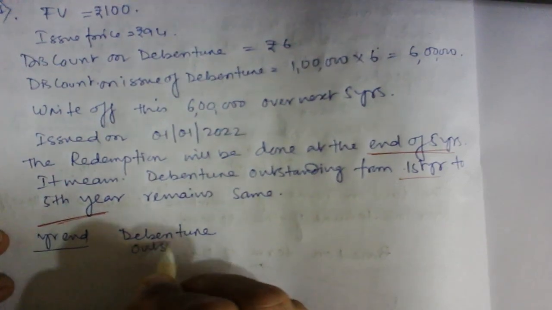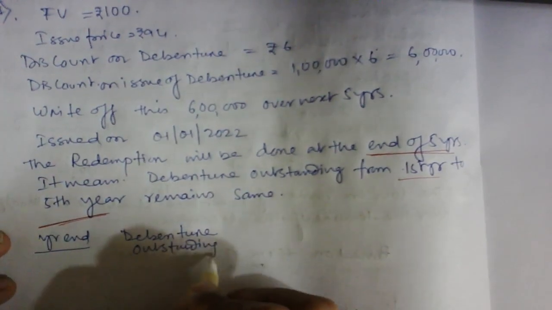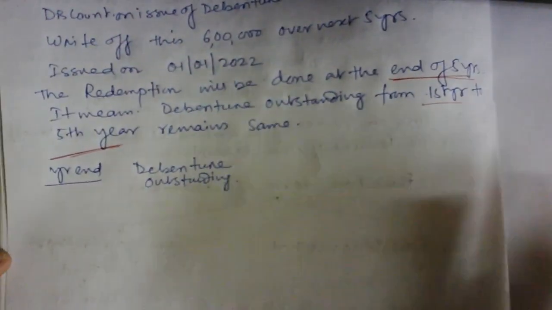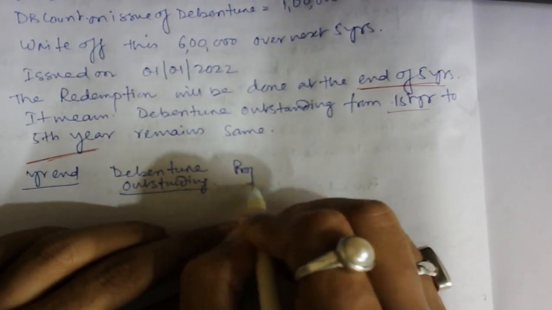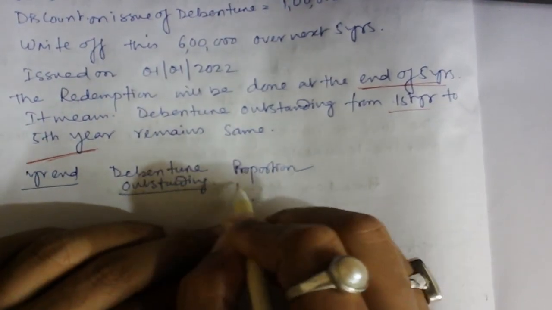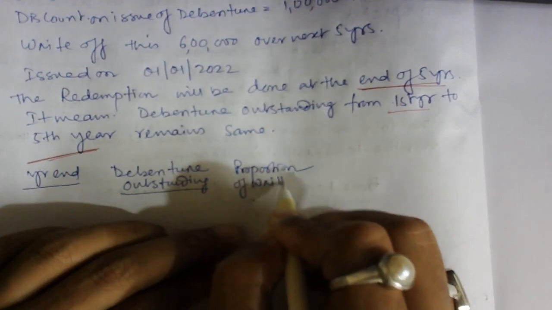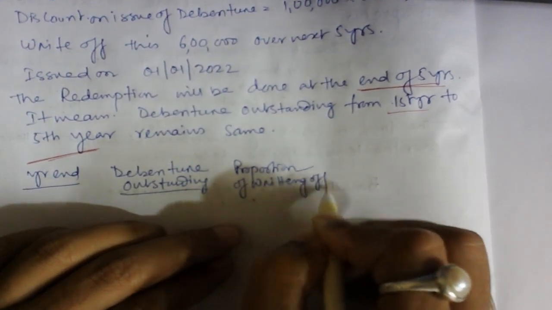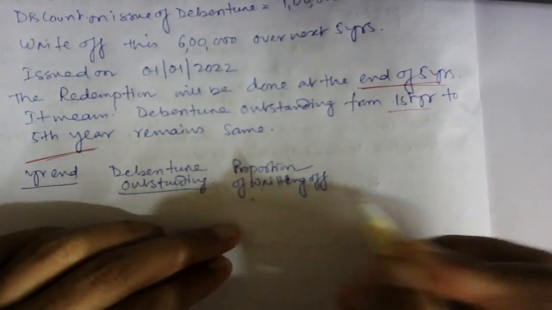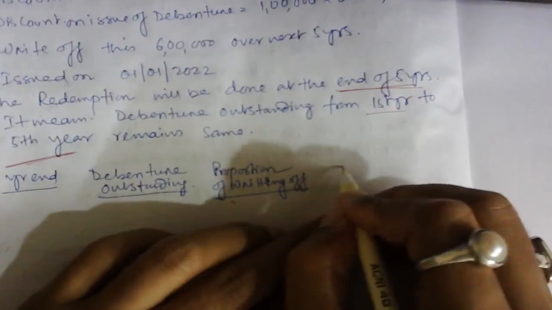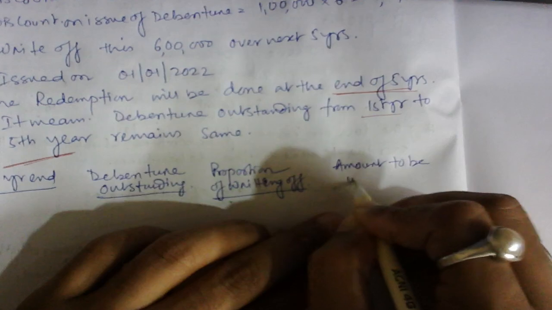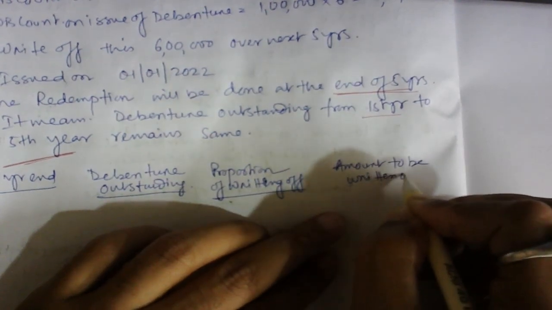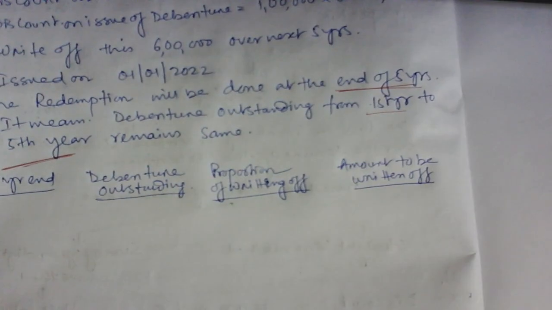So can I write here: year end debenture outstanding, proportion of writing off, and amount to be written off. Total 4 columns are required, and then your sums will be done.